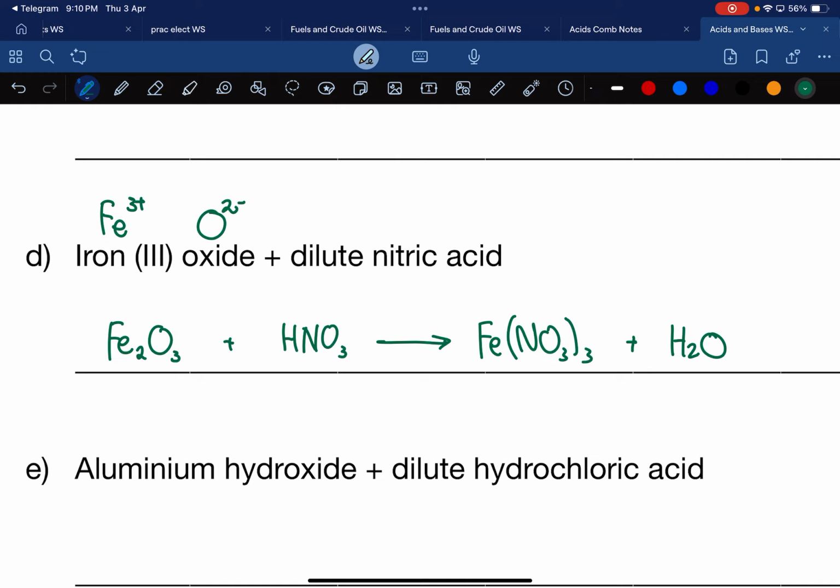Good. Then you have 2 and 6. So is that right? 6 hydrogen now. How many H2O is it? 3. Yes.